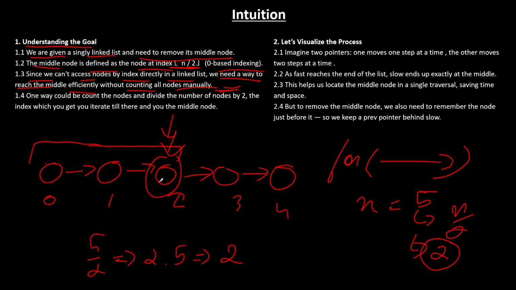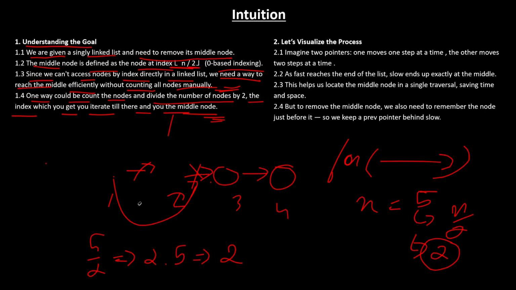And after that, I will remove these connectivities from here, and I will try to connect this node to this node, right? So that we have the total connectivity for the linked list, right? As I have written here, one way could be to count the nodes and divide the number of nodes by 2. The index which we get, we can iterate till there, and you get the middle node here, right? So this is the thing which could be done, but this is kind of an inefficient solution.